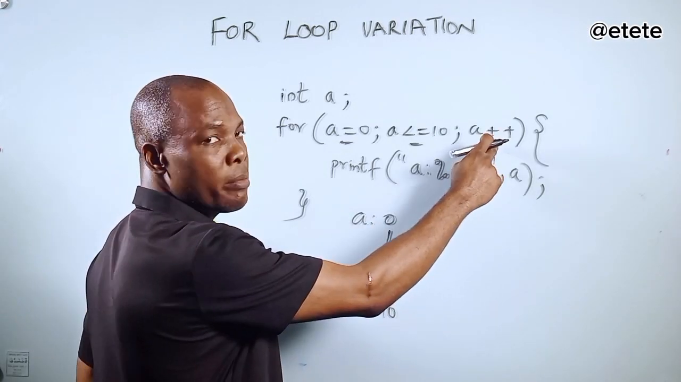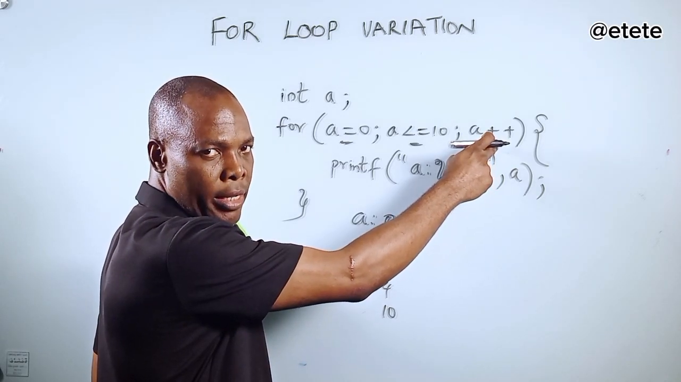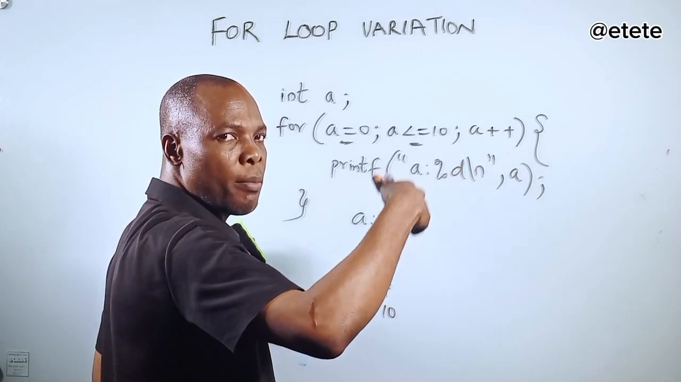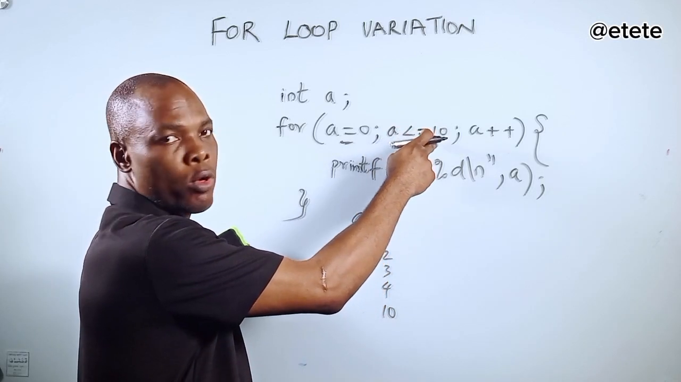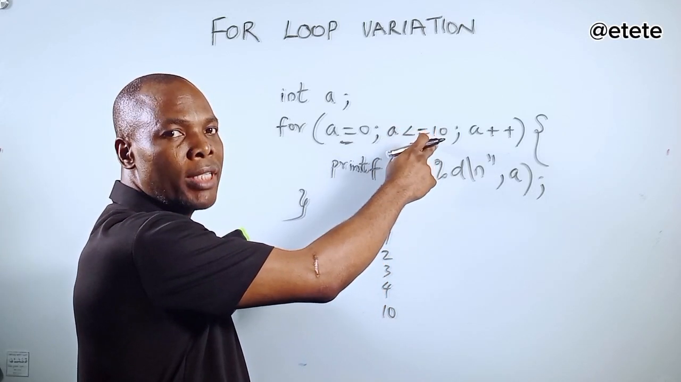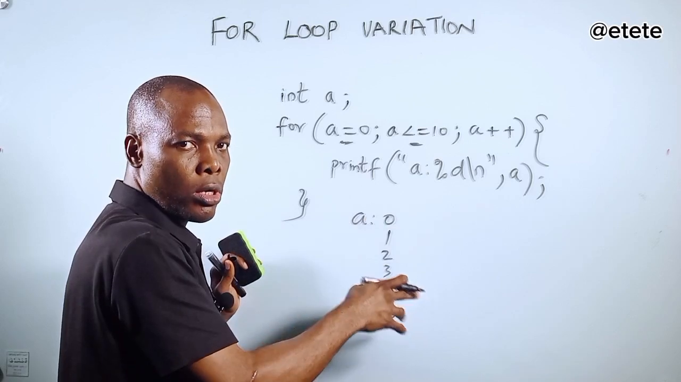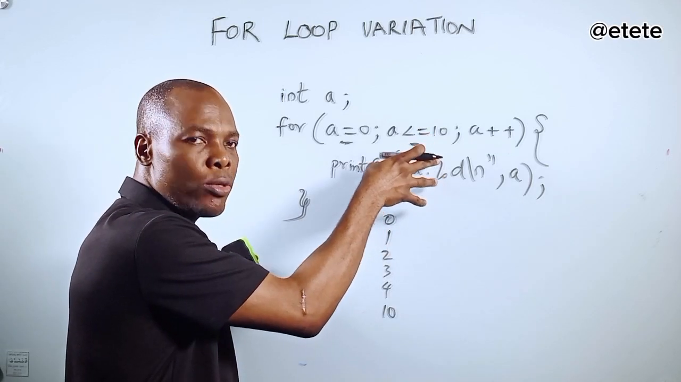Then it will increment it by 1. That is the step that it's going to take. So I'm moving one step at a time until I get to where a is no longer less than or equals to 10. So when a now becomes 11, it's no longer true. It will come out of the loop. So that is how you set it.